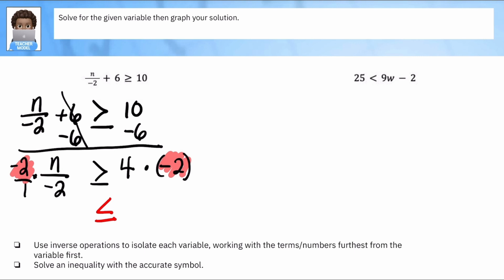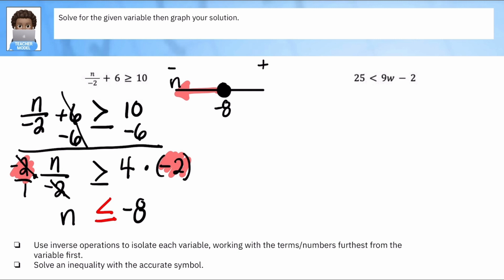All right, so on this side, this would cancel. I would just be left with a number. And on the other side, 4 times -2 is -8. So here's our solution. I'll graph it really quickly. Here's -8, and I want n to be all the numbers that are less than. So here's all the numbers on this side. I'm going to fill in my circle because it's less than or equal to -8, and I want all the values less than.